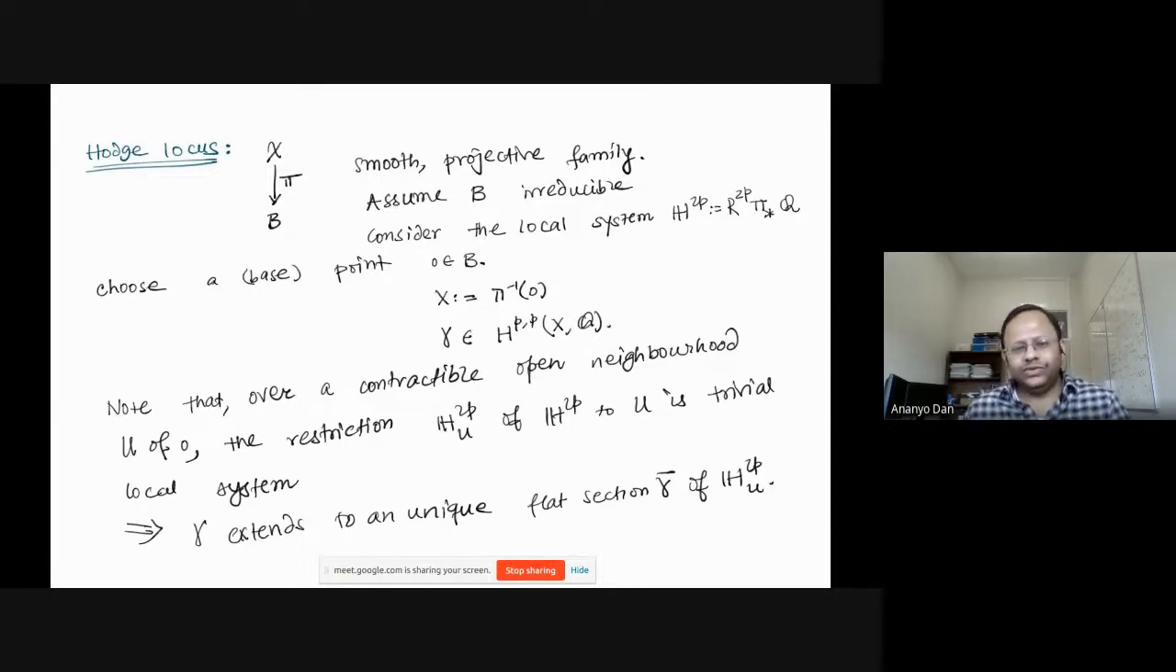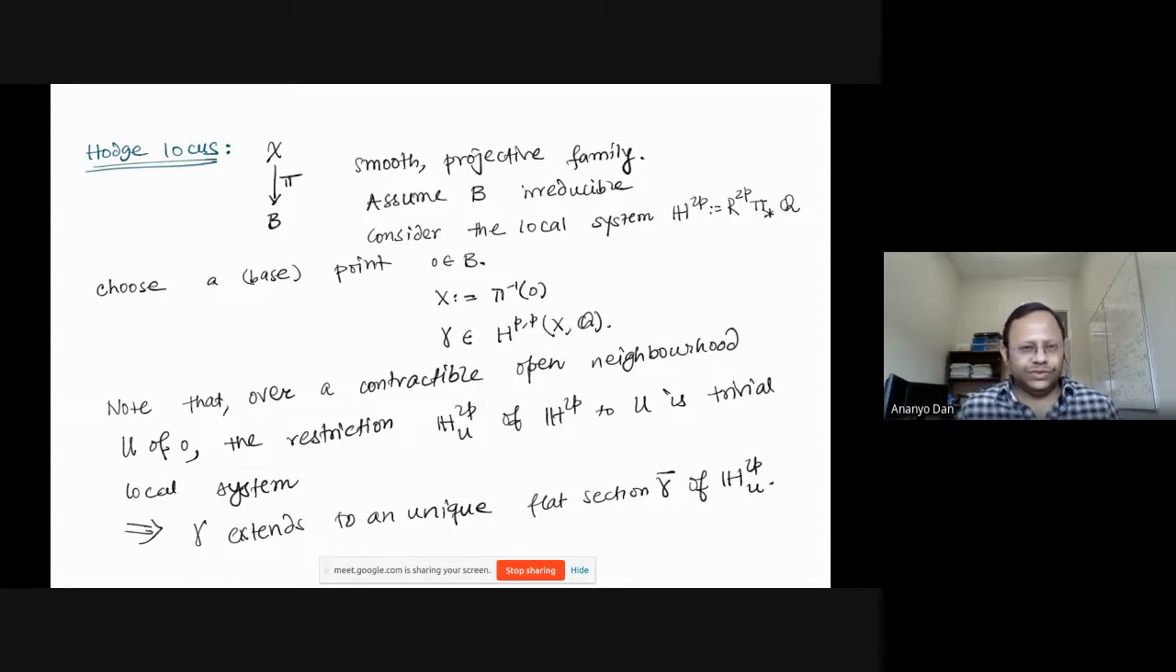Now, what you can do with this information is that you first start with a family of smooth projective varieties. For simplicity, you can take that B is irreducible. And you can always define this object. This is the right derived functor, so it's a higher direct image of Q. Q is the constant sheaf.